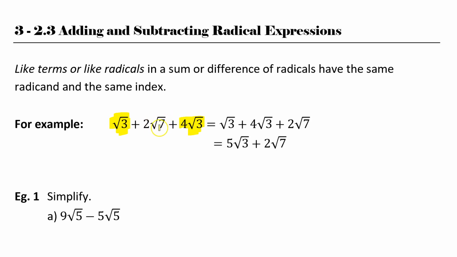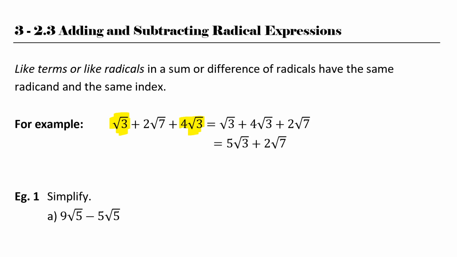There is no like term to root 7. Even though they have the same index, the radicand underneath is not the same. So if we add them together, root 3 plus 4 root 3 plus 2 root 7, it is 1 plus 4, so 5 root 3 plus 2 root 7.